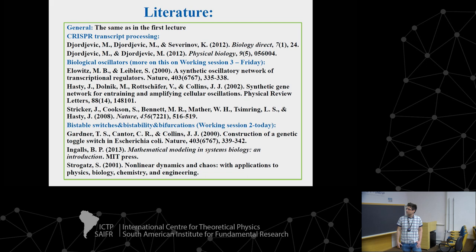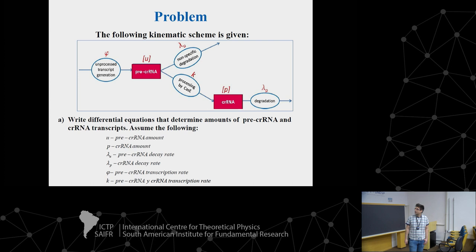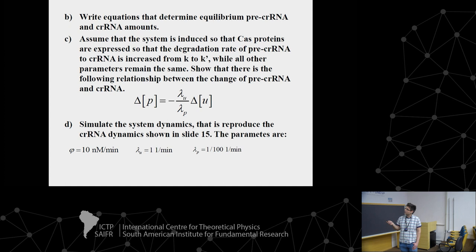Okay, and now the problem. I'll not read the entire problem. It's based on this example of pre-crRNA processing. Essentially, what I would like you to do is to derive this equation. You need just paper and pencil, nothing else, to get it. But you should be a little bit patient with manipulations. This you do in equilibrium.